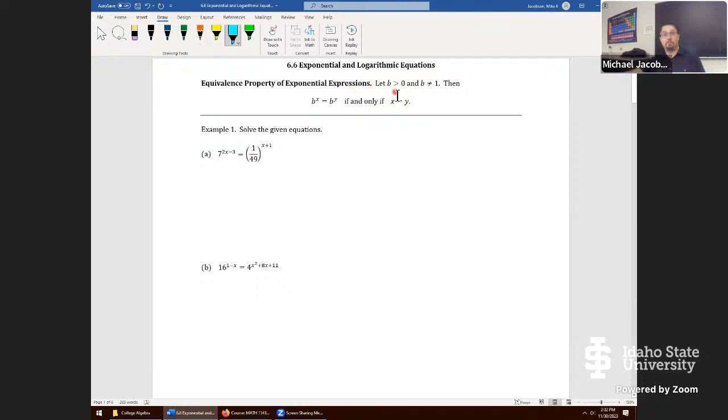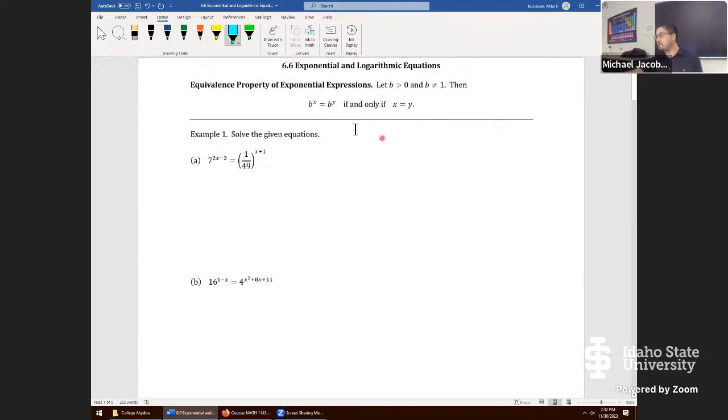First thing we need is a valid base. It has to be positive, not equal to 1. Then the property reads, if b to the x equals b to the y, then that statement is true if and only if x equals y. So if you have the same base raised to powers, the powers themselves must be equal. Any questions about that property so far?